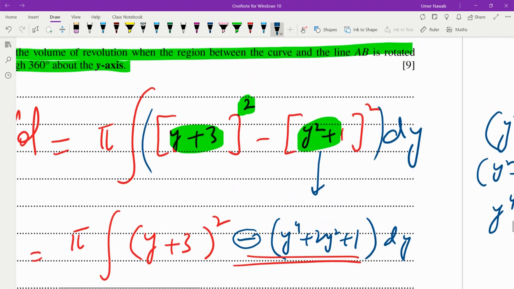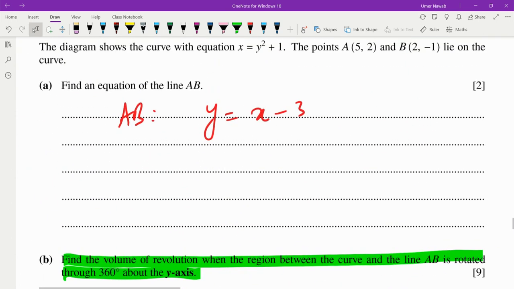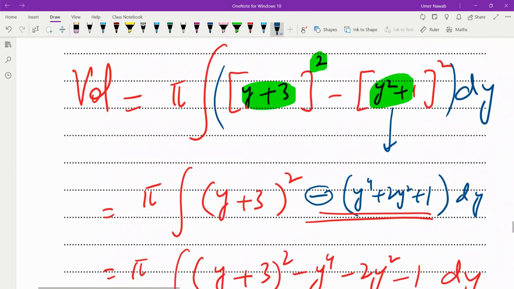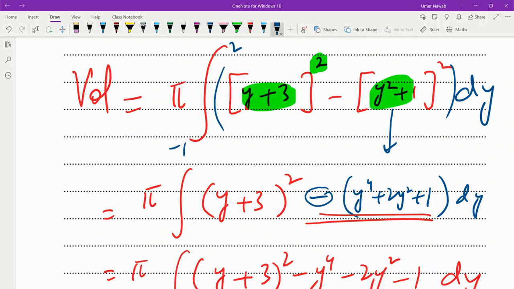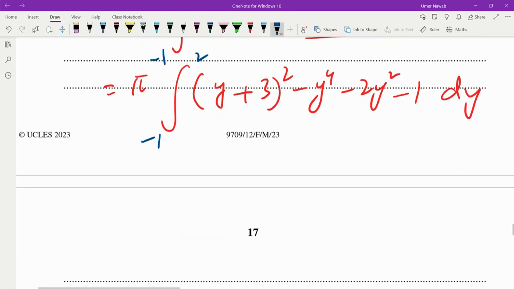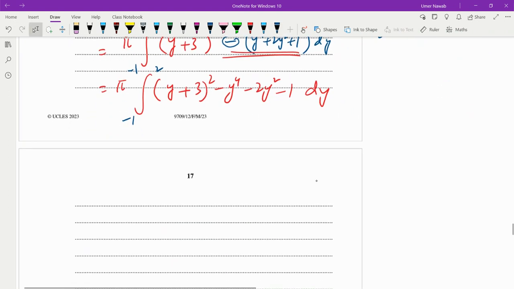Okay. And I forgot to put the limits, guys. What were the limits on the y-axis? Minus 1 and 2. So the lower limit is minus 1, upper limit is 2. Now I'm going to do the integration. Ready? Put the brackets, put here upper limit 2 and minus 1. After integration, we will apply the limits.